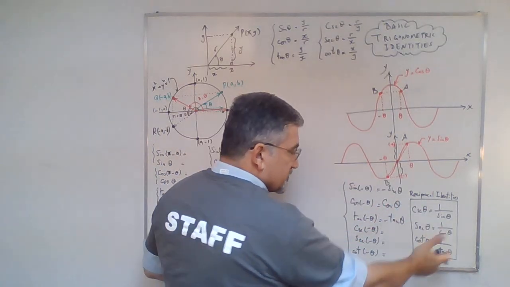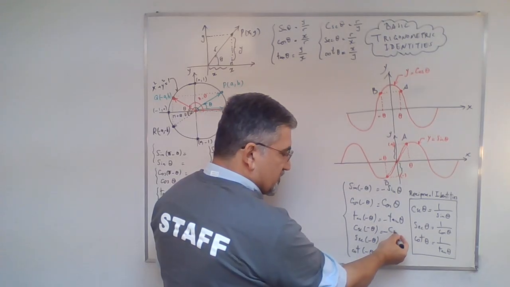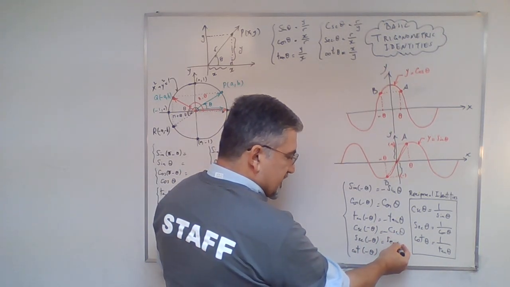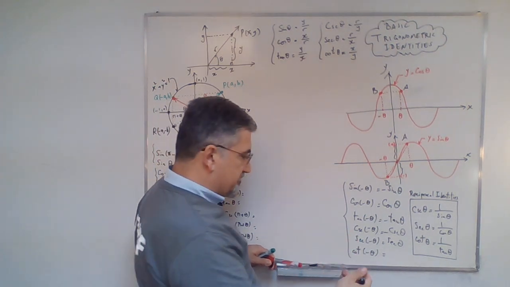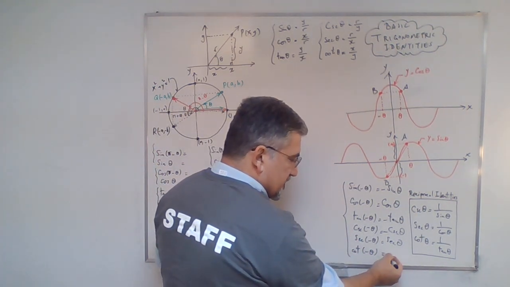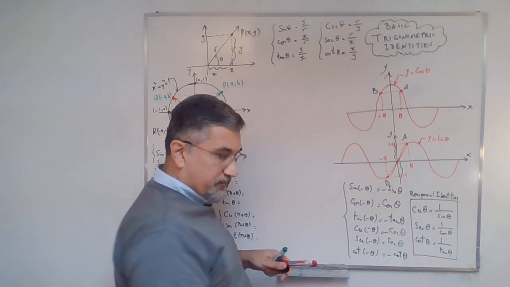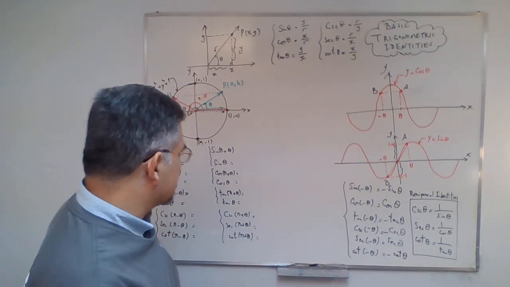If you apply the reciprocal identities, similarly, cosecant of negative angle will be negative cosecant of the angle. Secant of negative angle will be just secant of the angle itself, because secant is reciprocal of cosine, obviously. And cotangent of negative theta would be negative cotangent of theta. So these are negative angle trigonometric identities.